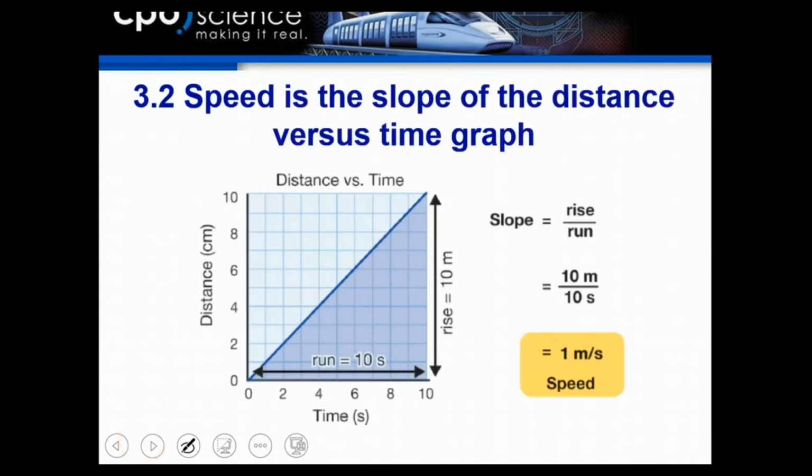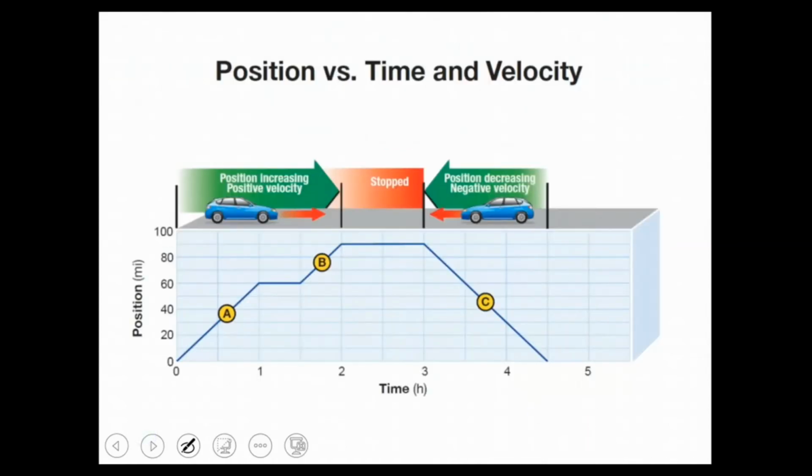So why would we want to know the slope? Because the slope is going to equal the speed, like we just calculated. Okay, we just did that on the previous slide. So in this particular instance, if we do that, you go 10 up, 10 over, 10 divided by 10 is going to be 1, right? Okay, so this is a position versus time graph.